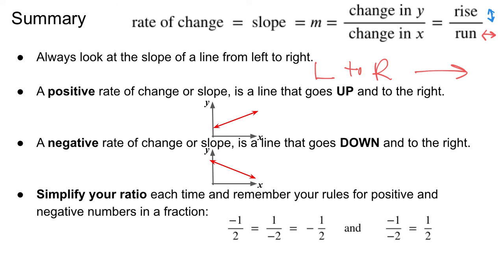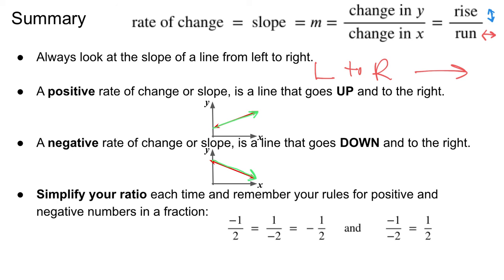And then a positive rate of change is anything that is going up and to the right. So if you start all the way to the left and follow that, if your graph is going up at all, if your finger's rising as you go from left to right, if you're tracing it, that is positive. And for a negative slope, it is a line that is going down as you go to the right.